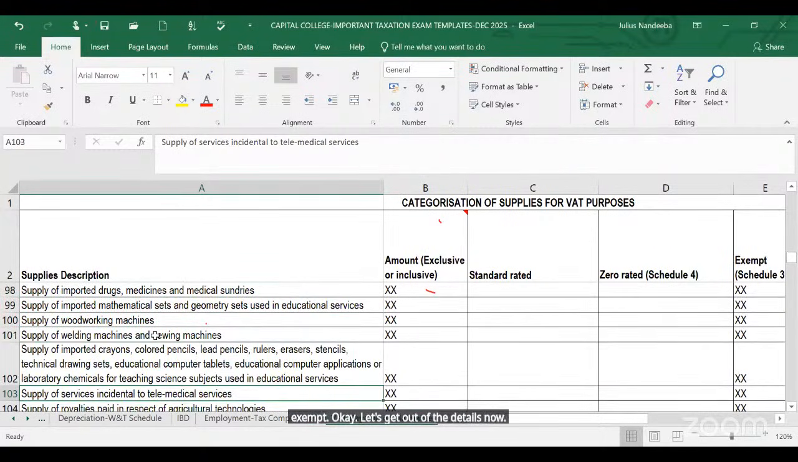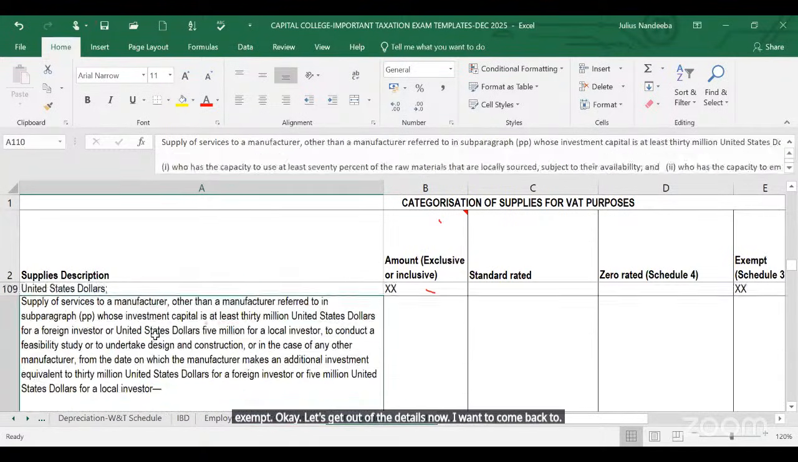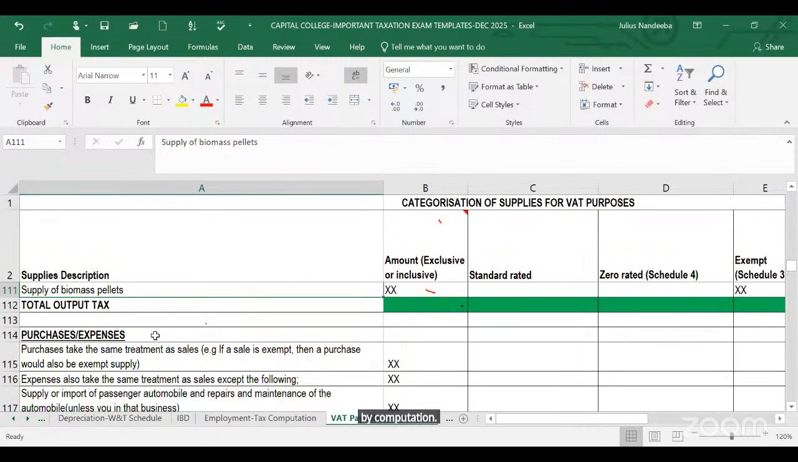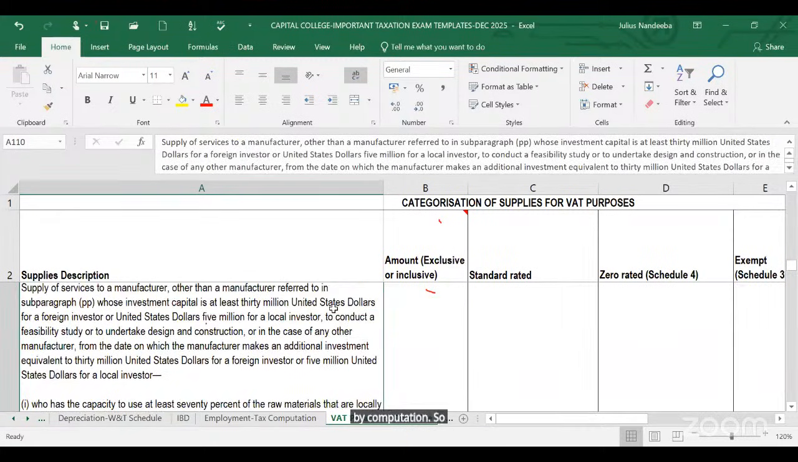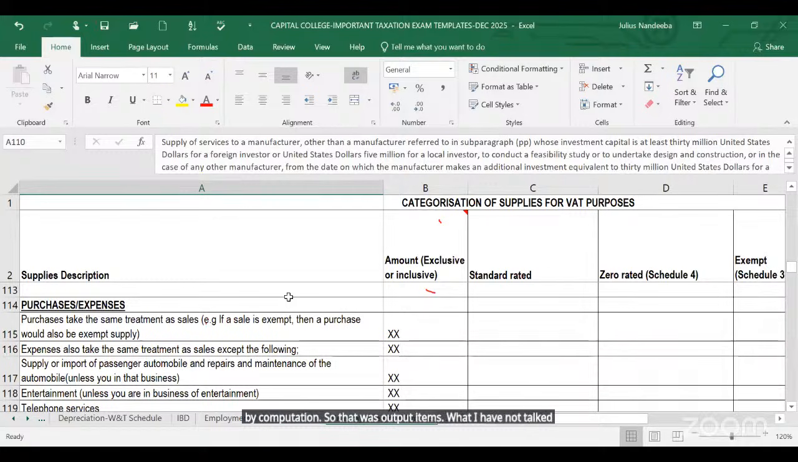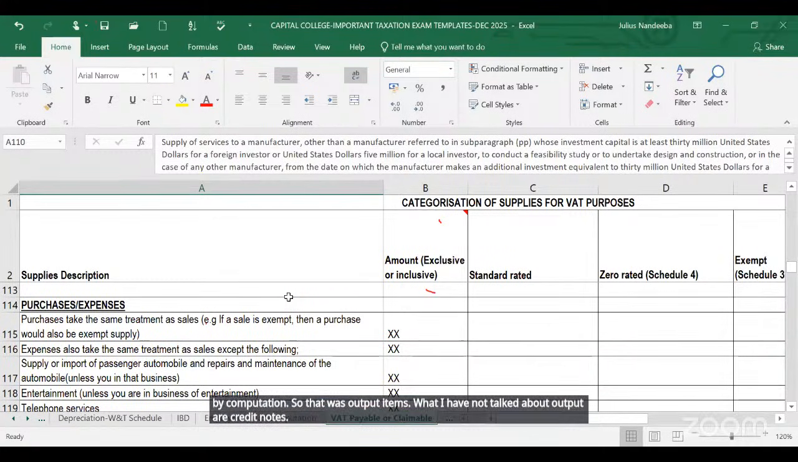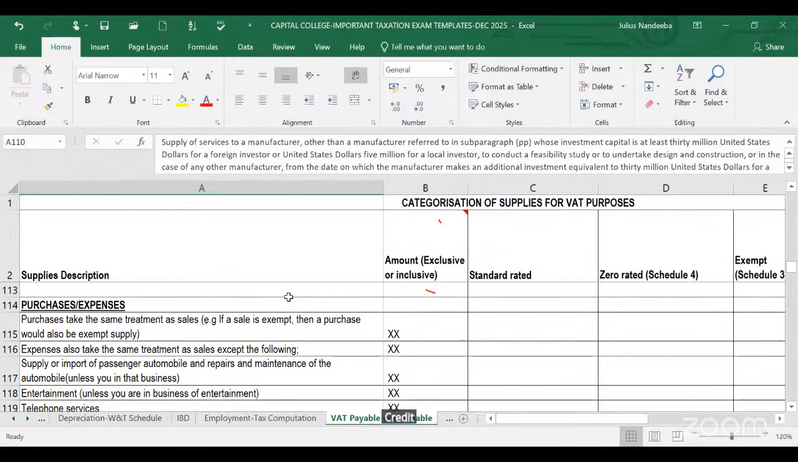I want to come back to my computation. So that was output items. What I have not talked about output are credit notes. Credit notes. When you have a credit note reduces your output. So the VAT on the credit note is going to be knocked off the output schedule.